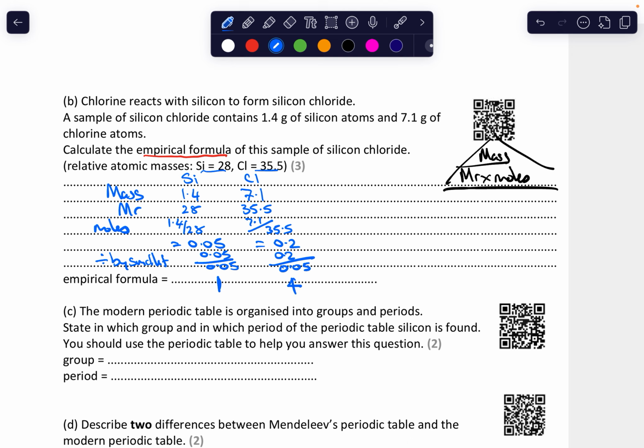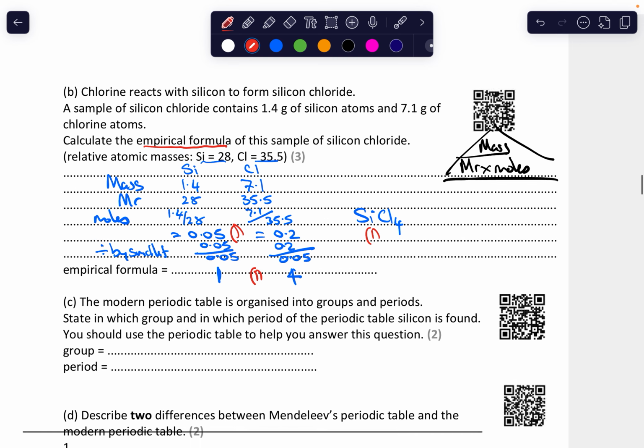So my empirical formula is going to be Si1. So let's just write that down. That's just Si, and then I've got Cl4. So here we have got Cl4. Marks for this is 3. Marks wise, you get 1 mark for making sure you write down the formula, so always write down the formula at the end. Another mark here for working out the correct ratios, and another mark for working out the correct number of moles. Make sure you show your working out. You have to show working out on those calculations in order to get the marks.